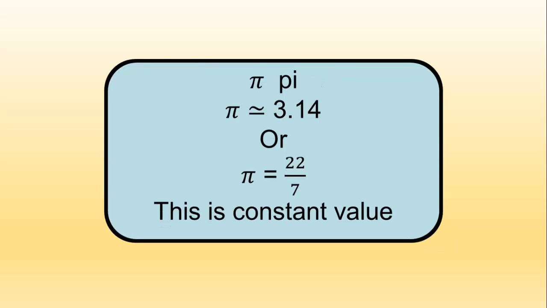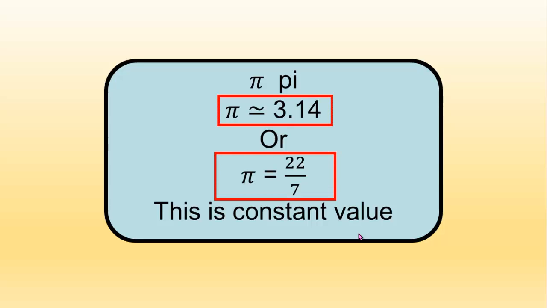And what about pi? We know that pi is a constant value. What is the meaning of a constant value? This means that the value of pi will never change. I have two values for pi. I use one of them according to what's given to me in the question. I can use pi, which is approximately equal to 3.14, or pi, which is equal to 22/7. Which one of them should I use according to what I am given in the question?